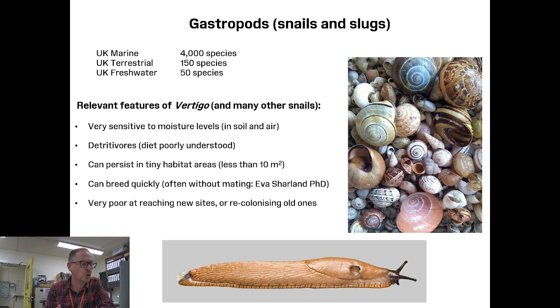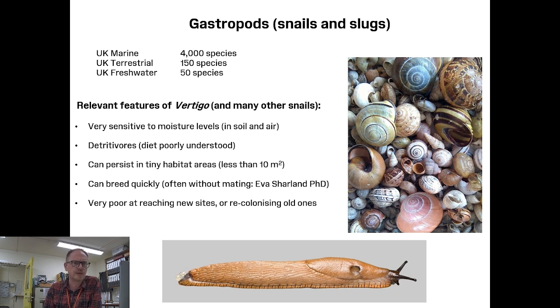In the waters in the sea around the UK, we have about 4,000 species, a very large number. But there are a few that only live on land and a few that only live in fresh water. The ones we're going to be talking about in Natur a Byth are actually all terrestrial ones that live on land. The relevant features of this group, the vertigo, the whorl snails, and many others in fact, are that they're very sensitive to moisture levels.